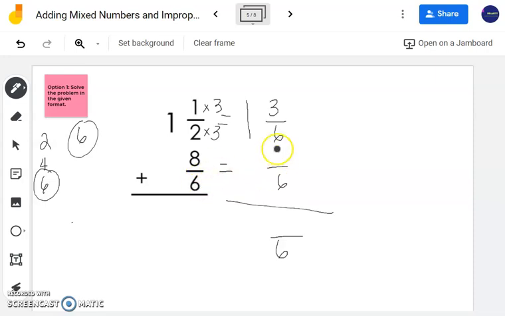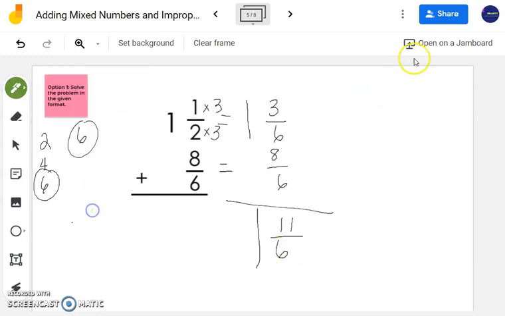6 is the denominator, so I'm just going to bring this over here, just to include this when I start my adding. Now, just like we've done all along, we're going to add my numerators because my denominators are the same. 8 plus 3 is 11, and can't forget about my whole number. Now, just like we said before, we have a mixed number that consists of a whole number and an improper fraction. Looks a little crazy.